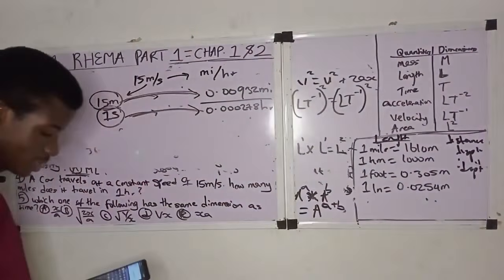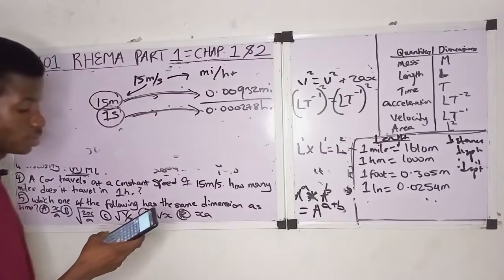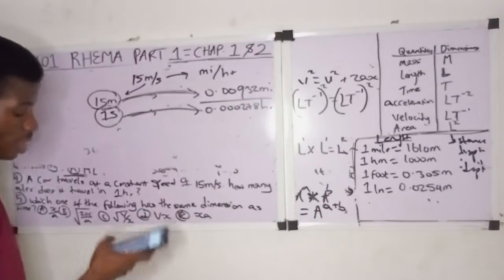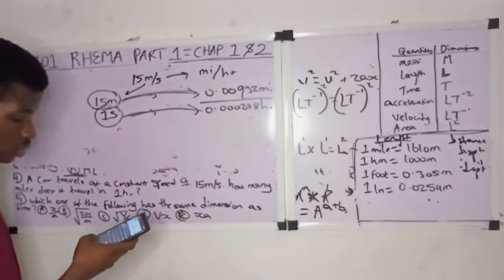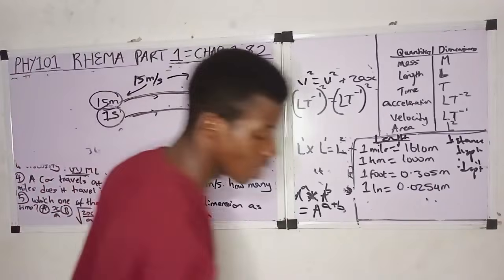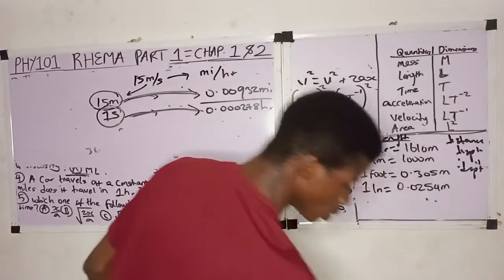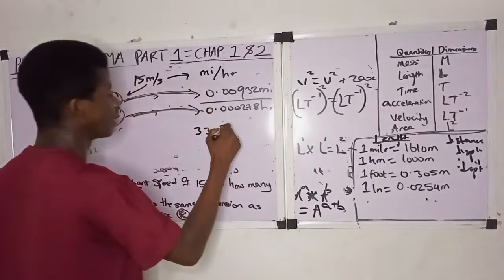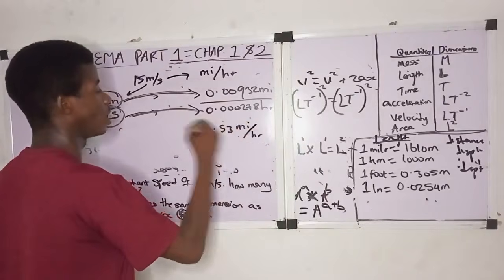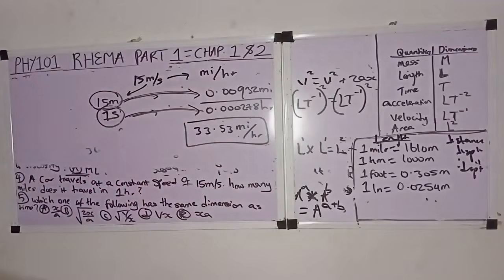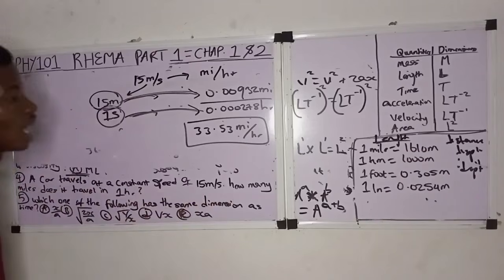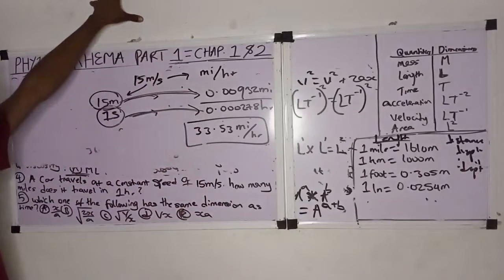So what we have done now, we divide what we got. Let's divide it. So 0.00932 divided by 0.000278. If we do everything, we have 33.525. So our answer is 33.53 mile per hour, okay? So this is the answer. A car travels at a constant speed of 15 meters per second. How many miles does it travel in 1 hour? So this is in mile, 33.53.